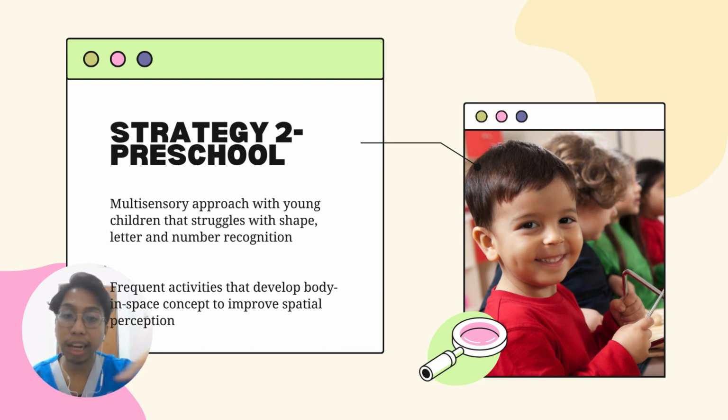And then different activities that develop body in space concept to improve spatial discrimination. This is an example. One of the games that we tend to play during our school time is Simon Says.